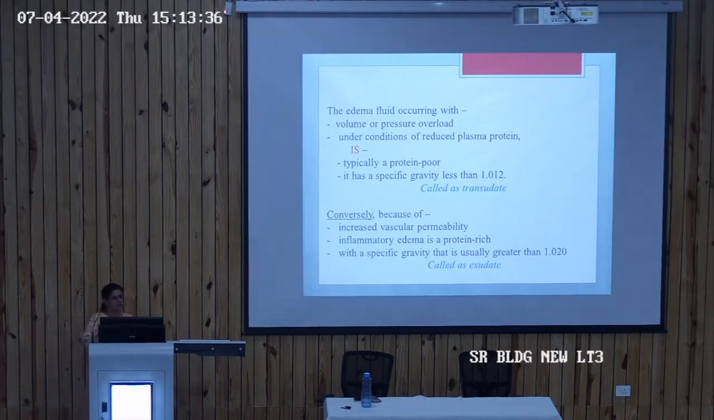Transudate is something which is just filtered out. प्रेशर की वजह से the fluid is out, but there is no infection as such, there is no protein as such. It is not protein rich. ठीक है, बहुत सारा पानी था, बहुत सारा था, फिल्टर होकर बाहर आ गया, something of that sort.